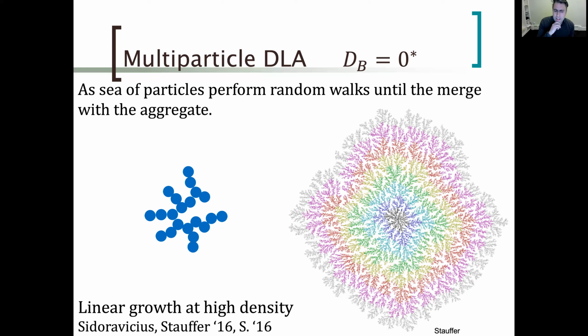We don't know that. What we do know, and there are two different proofs of this, one by me and another by Sidoravicius and Stauffer, is that the speed at which the aggregate grows is linear if the type A particles have a high enough initial density. I want to tell you a little bit about both proofs, because they both contain ideas that we'll use for the general AB particle setting.